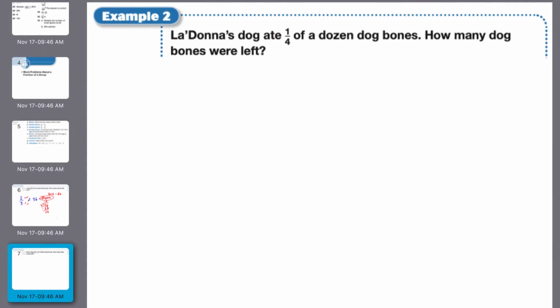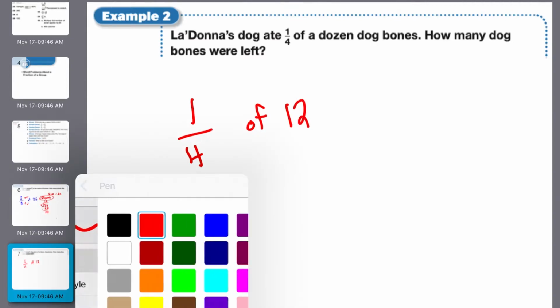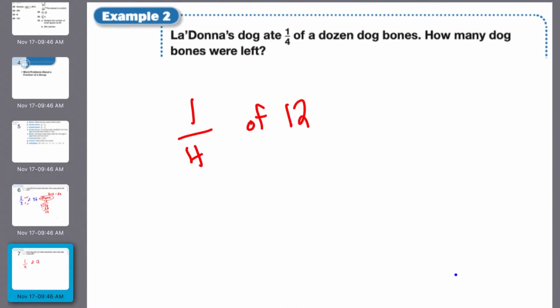LaDonna's dog ate 1/4 of a dozen dog bones. How many dog bones were left? So 1/4 of 12, which is a dozen. So I'll divide by the bottom and multiply by the top.